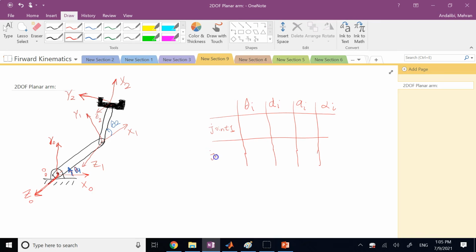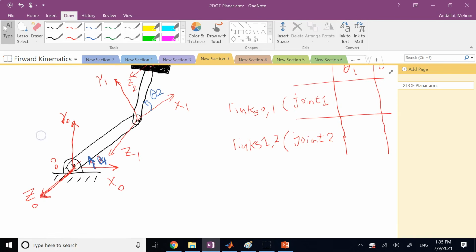and this is for joint 2, which means this is basically between link 0 and 1, links 0 and 1, and this is what? Links 1 and 2. Okay, now let's see what we should do, how we can fill out this table.